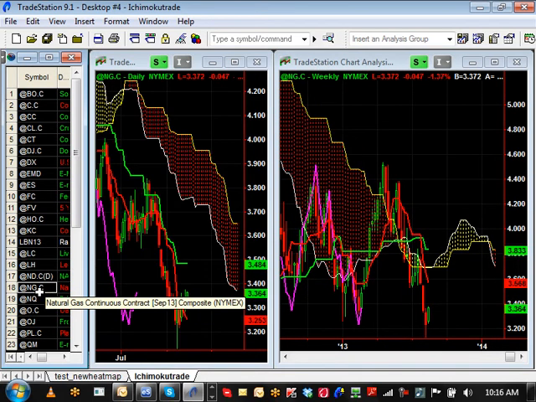Natural gas, you can see here it's consolidating on the weekly time frame, but you can tell it's basically bearish on the daily. It got to the bottom of the consolidation pattern and made a nice little bottom here. Support on this one is going to be 3.253. Resistance is going to be 3.484. So it's going to be interesting to see exactly what happens here.